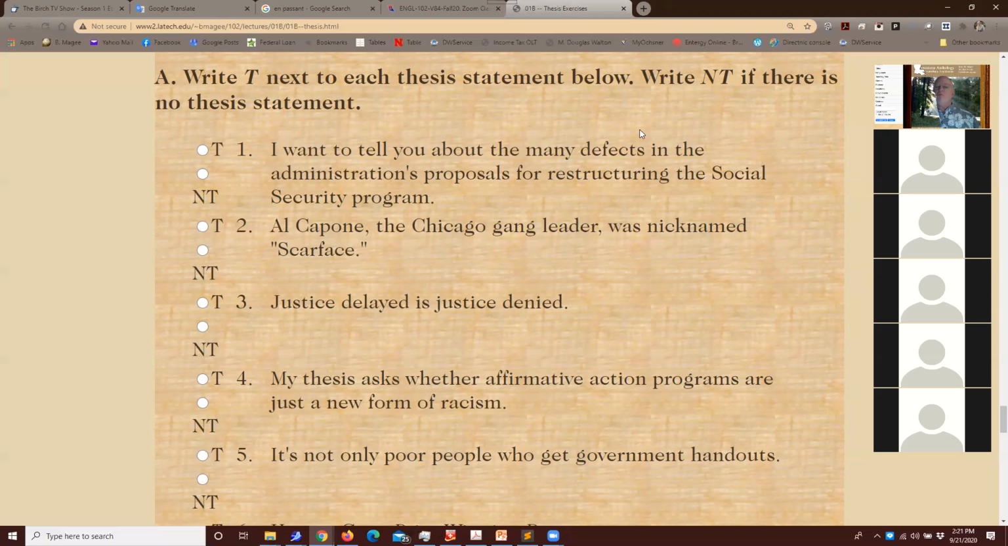All right, number 3 is, who just did it? Caraway? Daniel. Justice delayed is justice denied. That's a thesis. Yes, it is. It's an opinion, right? And it's a little confusing because it's very rhetorical. But what it means is if your case takes too long, whichever way it's decided in the end, it really won't be justice.